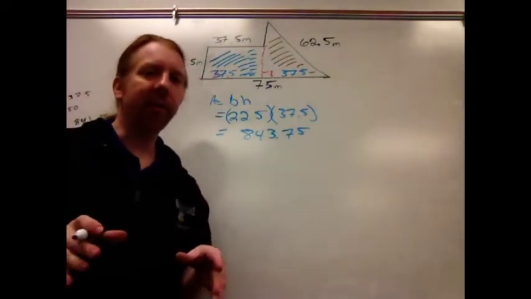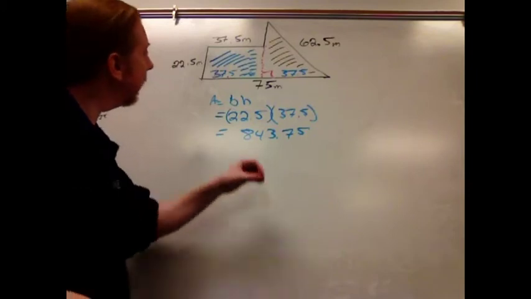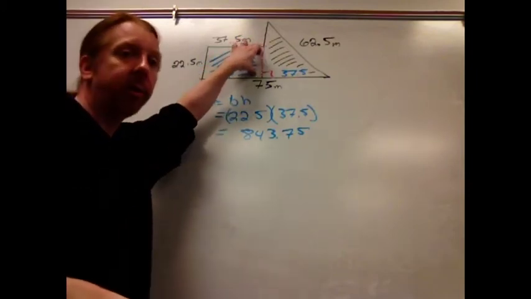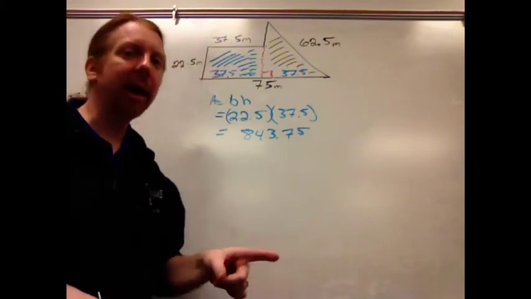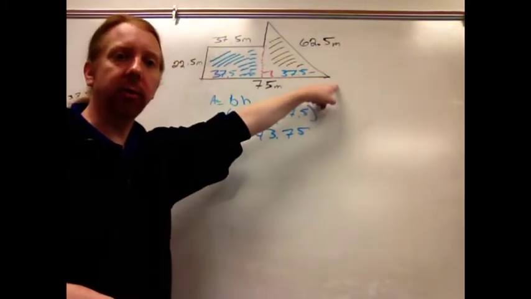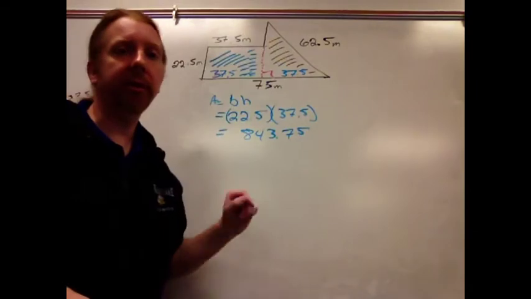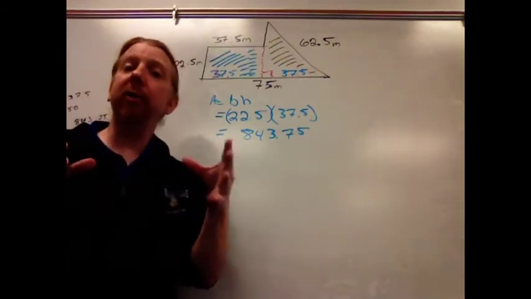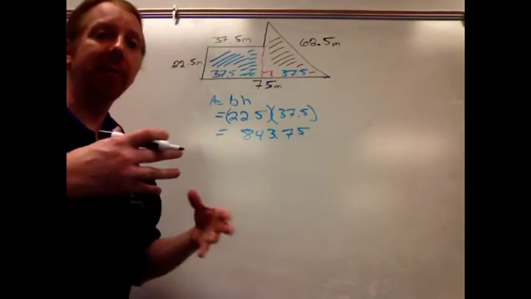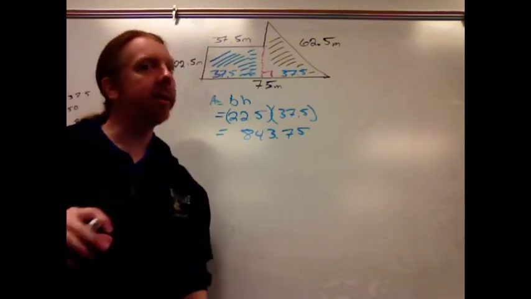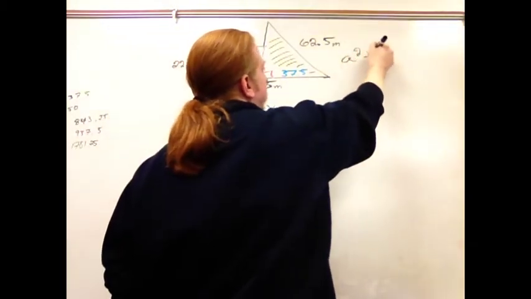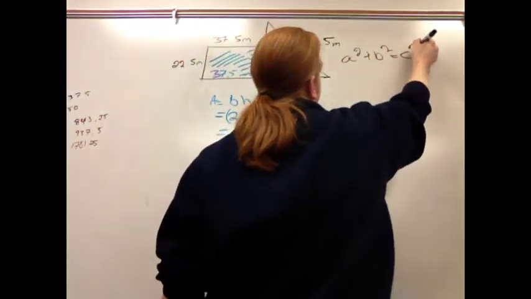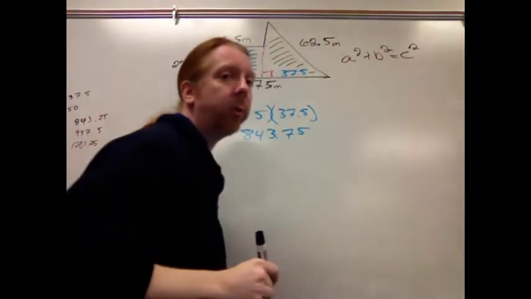Now the catch is I don't know the height. I know this height is 22.5, but I don't know the whole height. I do, however, have the slant over here and the base of 37.5. So if I think about some of the things I know that will help me find the missing side in a triangle, the problem gets a lot easier. I'm really looking at a Pythagorean theorem problem. A squared plus b squared equals c squared.